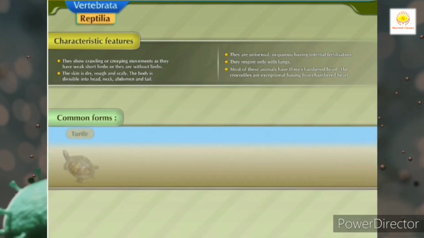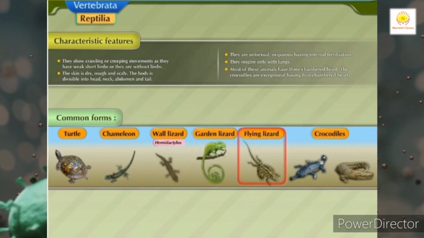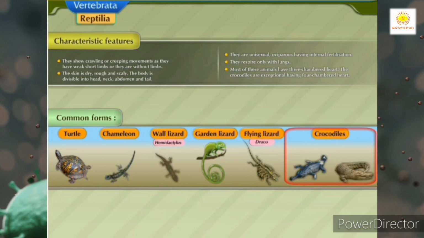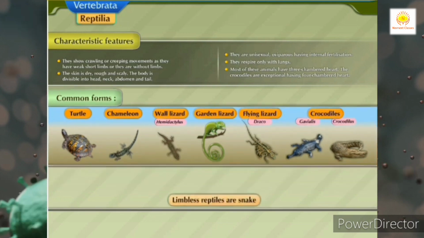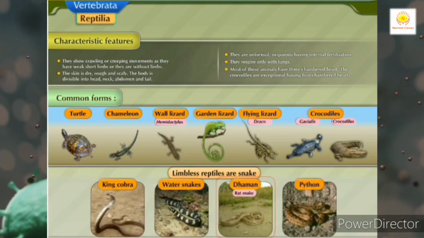The common forms are turtles, chameleon, wall lizard, garden lizard, flying lizard, Draco, and crocodiles, Gavialis and Crocodylus. Limbless reptiles are snakes like king cobra, water snakes, daman, python, etc.